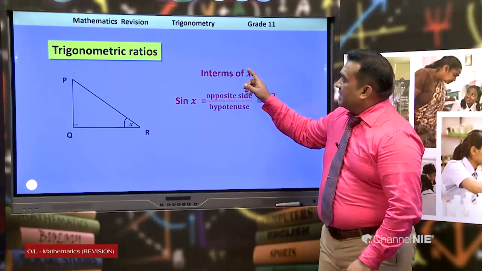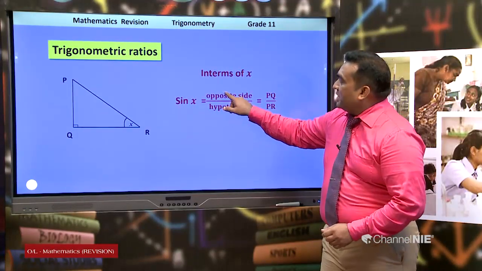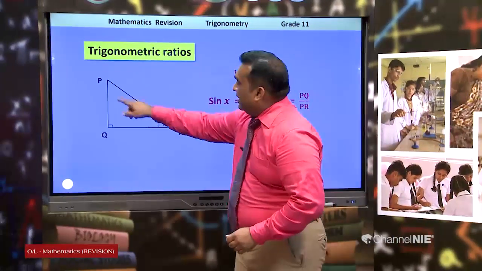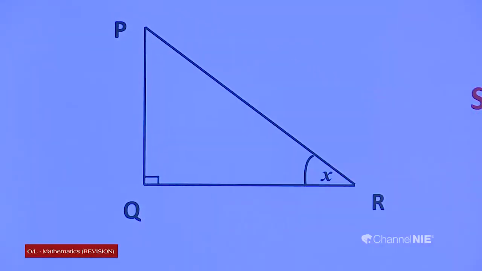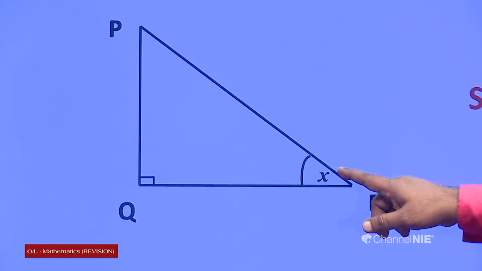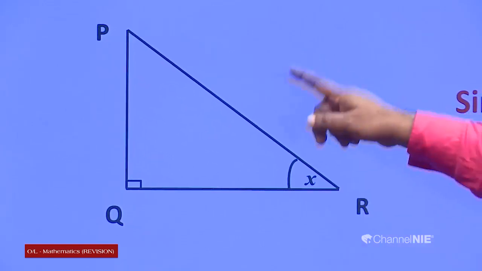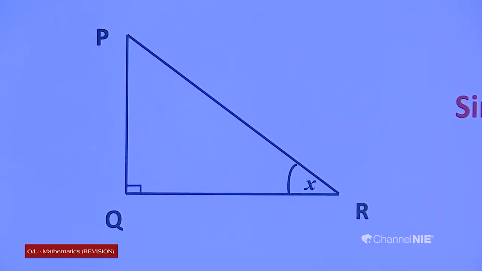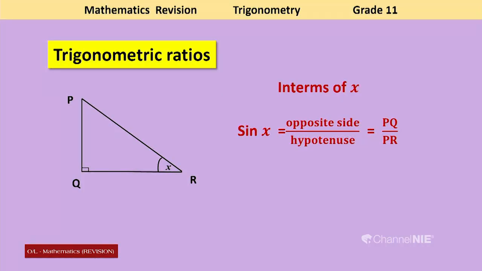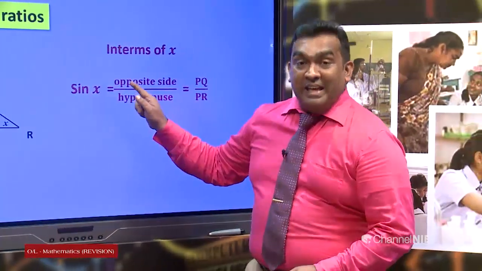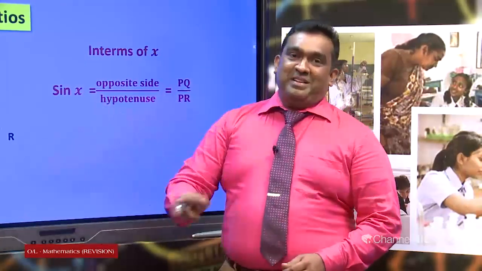In terms of x, sin x is equal to opposite side over hypotenuse. What is the opposite side here? The side directly opposite to the angle, PQ. This is the opposite side. Then according to the angle x, QR is called the adjacent side. This is the hypotenuse. PQ is a length, PR is also a length, right? PQ is a real number, PR is a real number. As a result of that, sin x is a real number. That is not an angle.